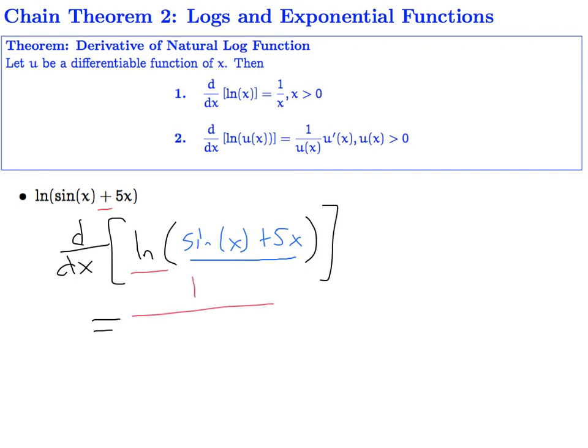It's going to be 1 over, leave the inside stuff alone, multiply by the derivative of the inside stuff, cosine of x plus 5. So it's the same basic process always when using logarithms and the chain rule. It just takes a little different form in terms of this leaving the inside stuff alone part.